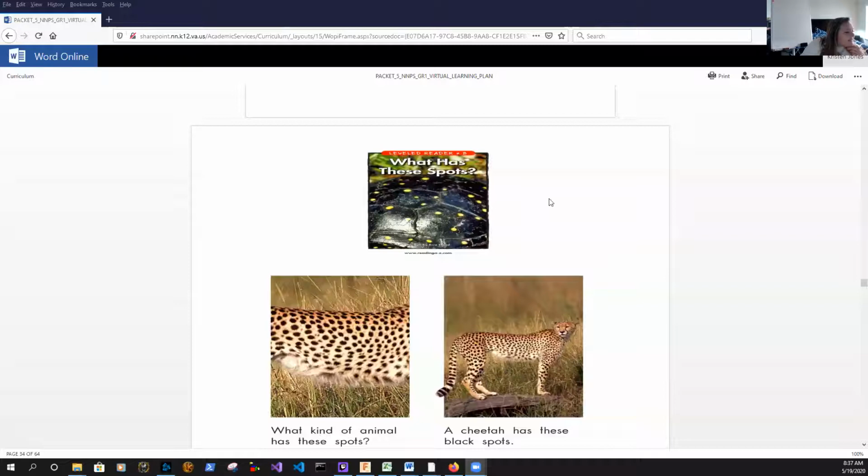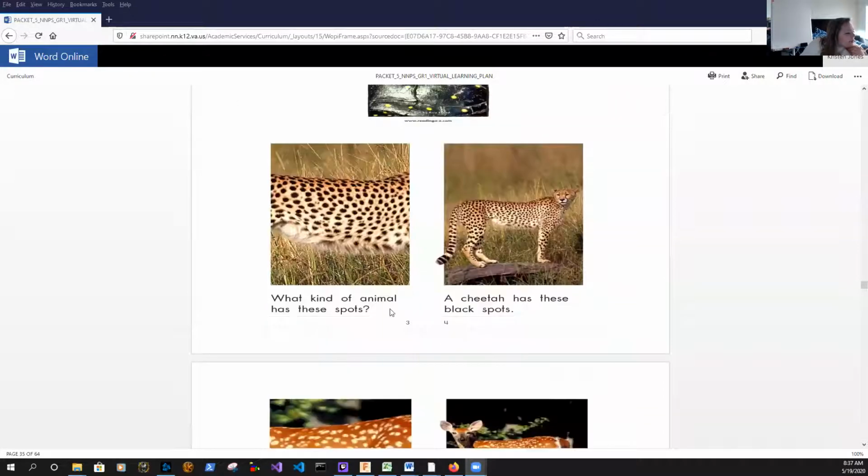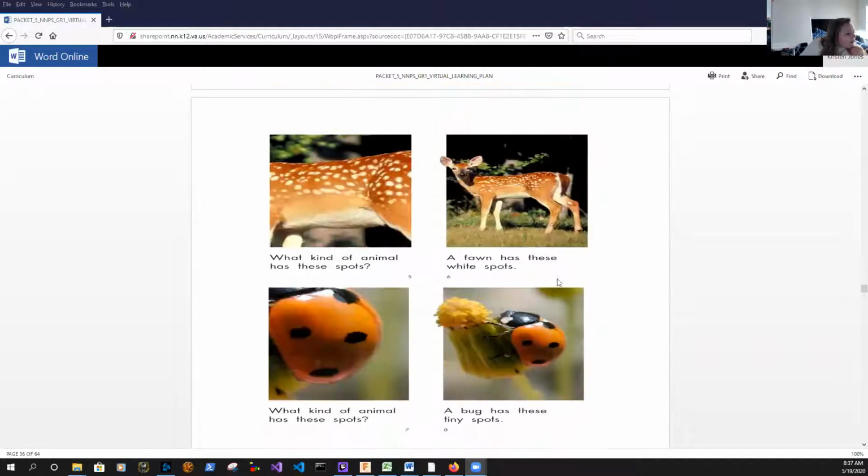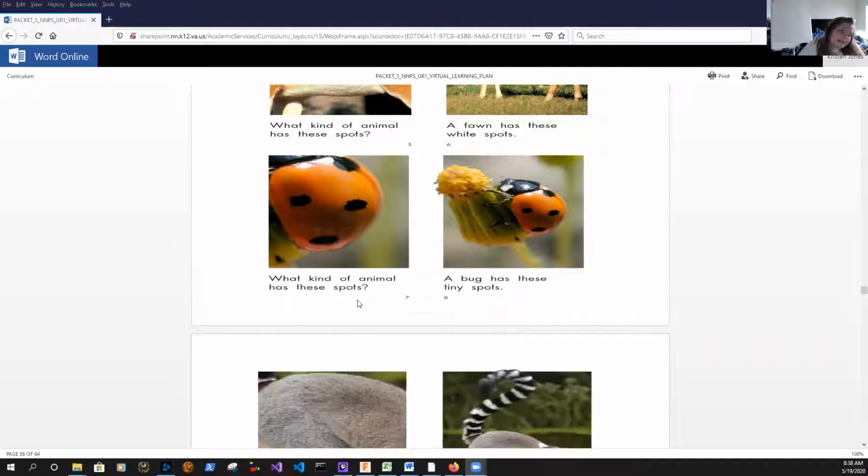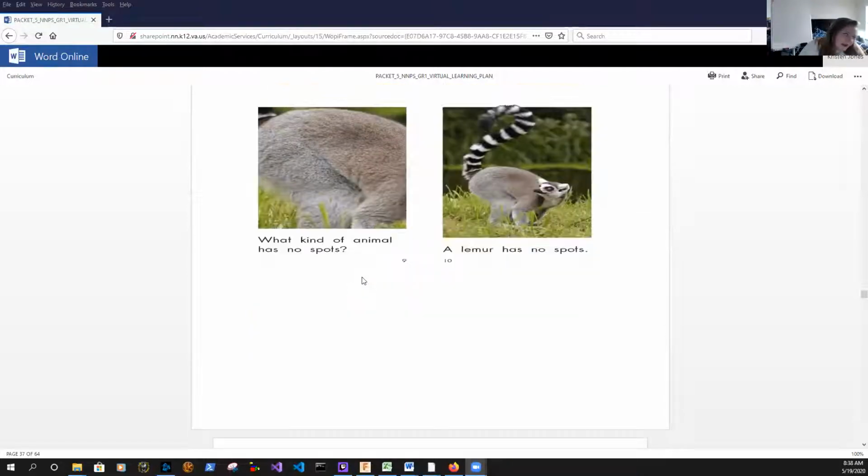Who has these spots? What kind of animal has these spots? A cheetah has these black spots. What kind of animal has these spots? A fawn has these white spots. What kind of animal has these spots? A bug has these tiny spots. What kind of animal has no spots? A lemur has no spots.